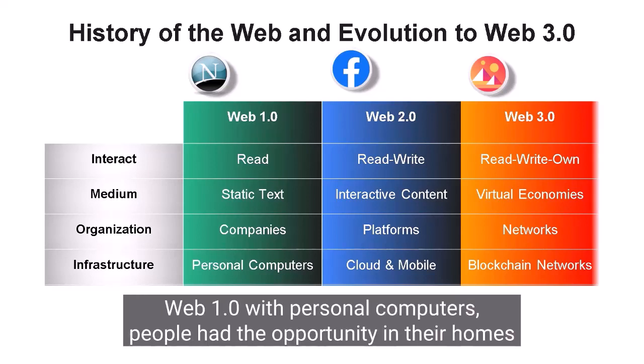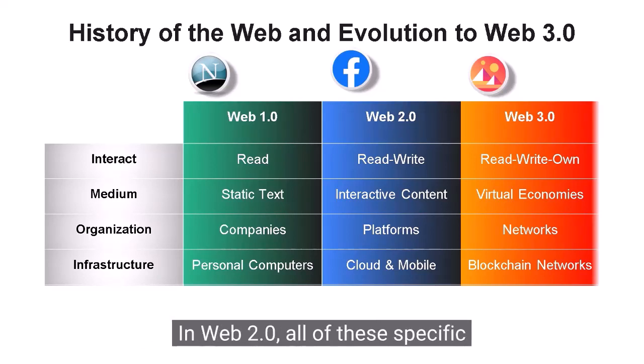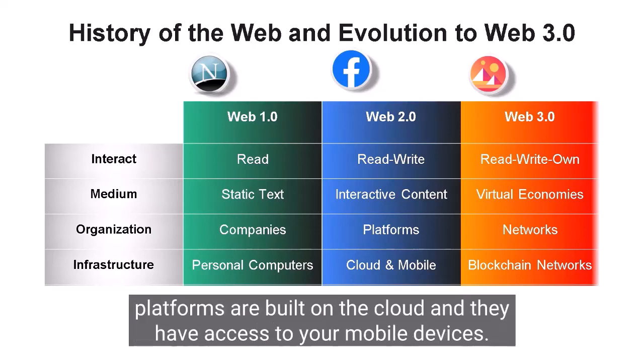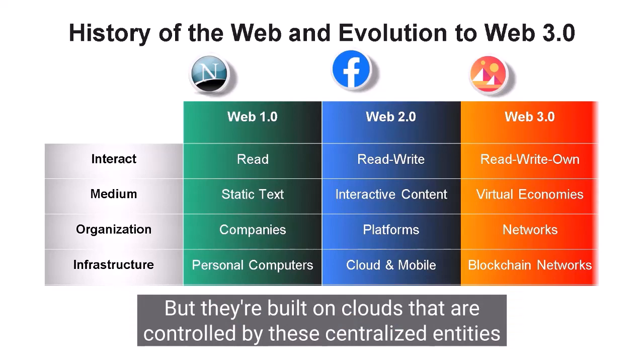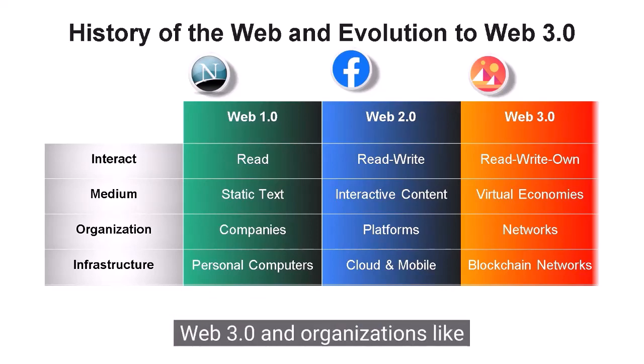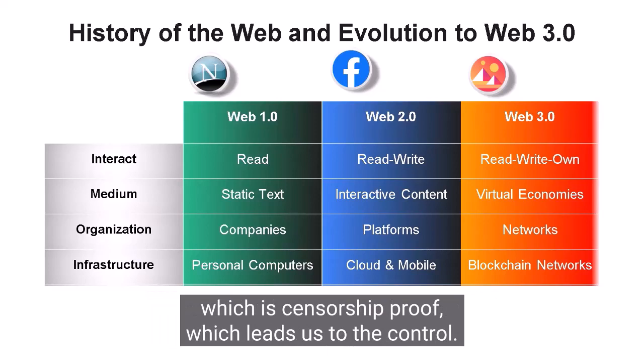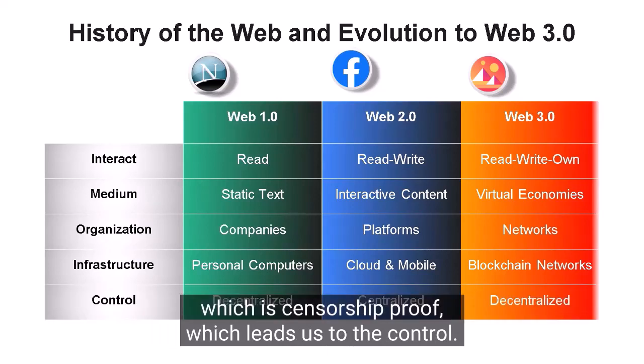The infrastructure, when you're really looking at what Web 1.0, Web 2.0, and Web 3.0 were, revolved around different things. Web 1.0 was personal computers. People had the opportunity in their homes to connect to the web using a modem. In Web 2.0, all of these specific platforms are built on the cloud, and they have access to your mobile devices, but they're built on clouds that are controlled by centralized entities like Facebook, YouTube, and Twitter. Web 3.0 and organizations like Decentraland are built as blockchain networks. In this case, Ethereum, which is censorship proof, which leads us to the control.